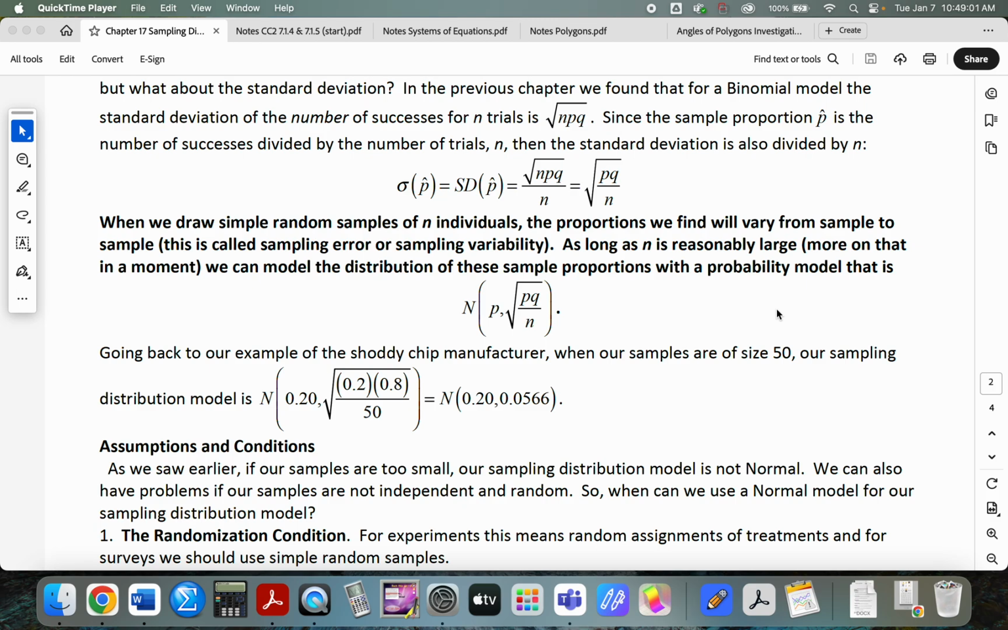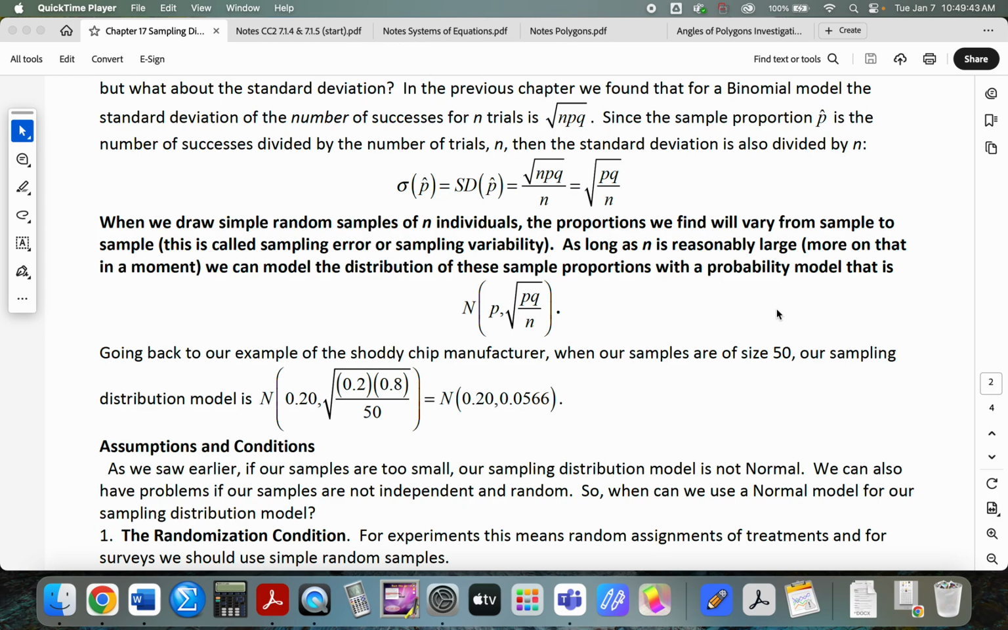The p hat is the observed proportion. So p is 0.2, and p hat would be the proportion that we observed: 0.4, 0.5, point whatever. So we take a sample, and let's say that we took a sample of 10 and 3 of them were defective. Our p hat for that sample is 0.3. It's the observed proportion that have whatever characteristic we want.